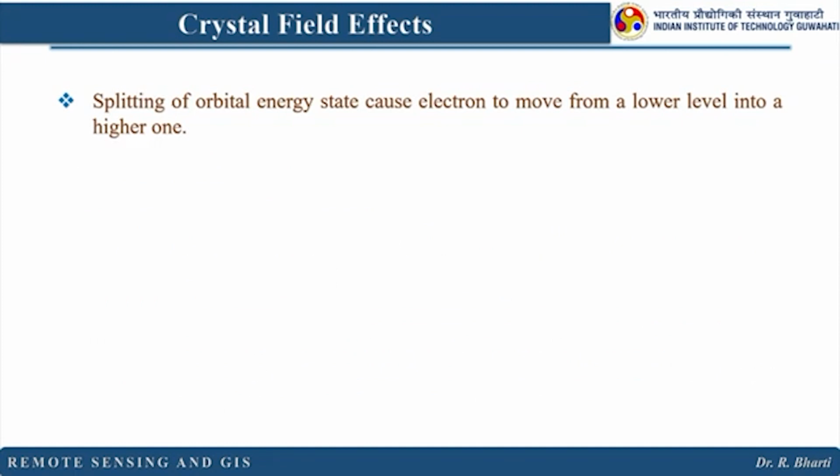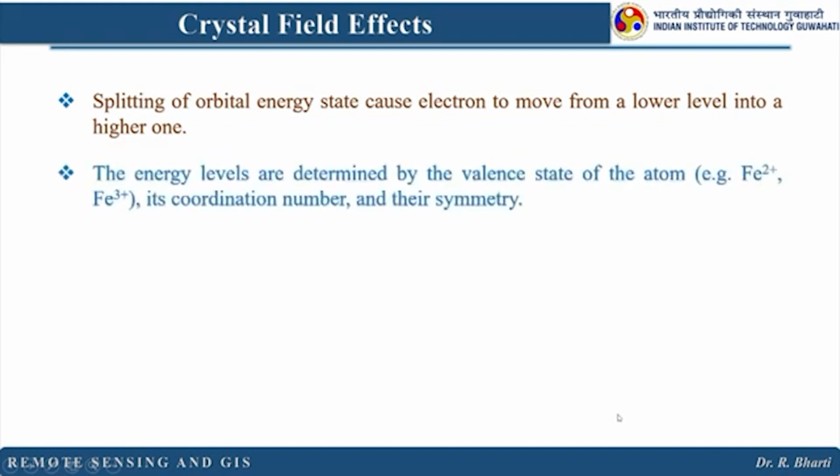Splitting of orbital energy states causes electrons to move from a lower level into a higher one. The energy levels are determined by the valence state of the atom, for example, whether it is Fe2+ or Fe3+, its coordination number and their symmetry, right. So the energy levels are determined by the valence state of the atom. So it is different for Fe2+ or Fe3+, right.